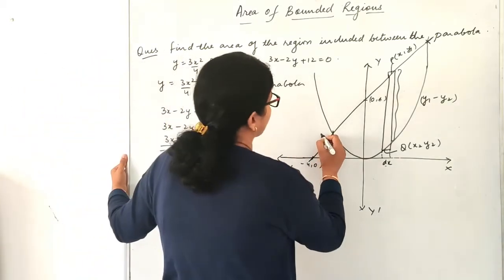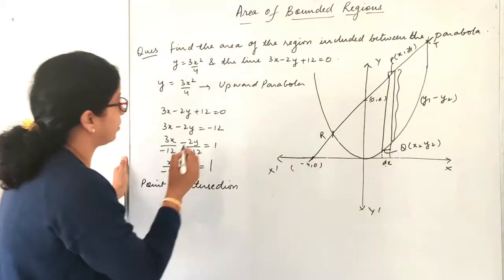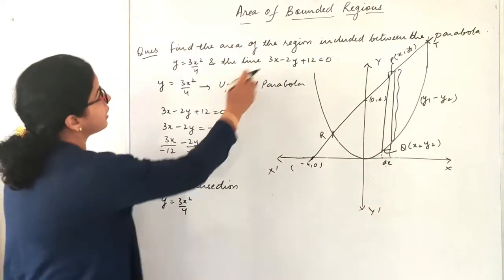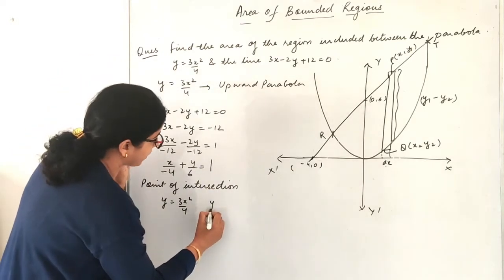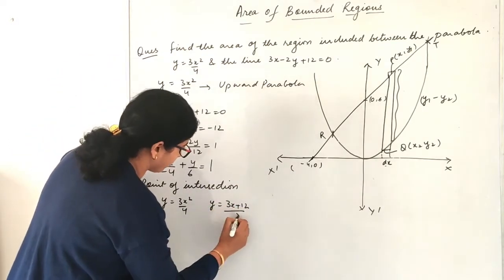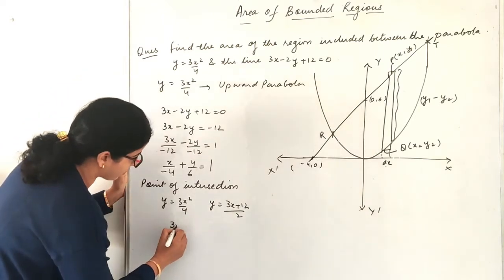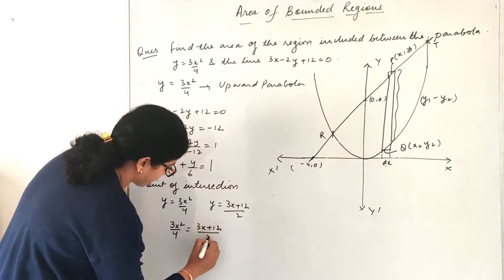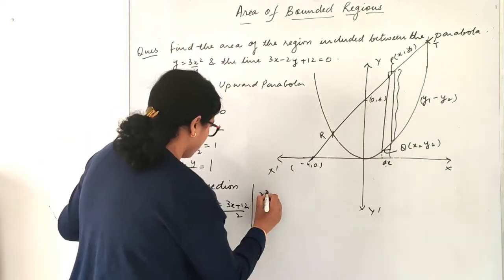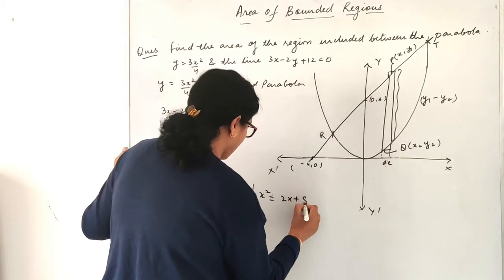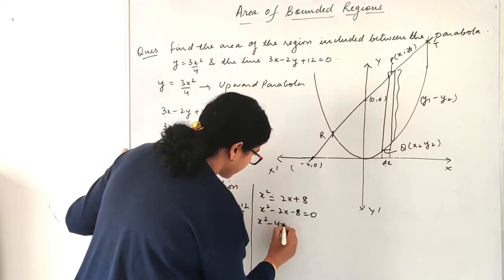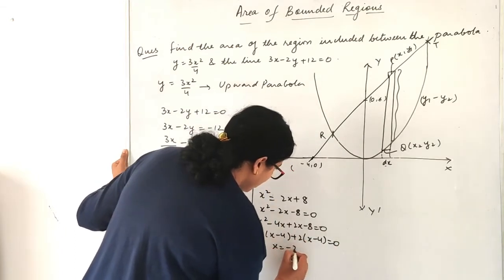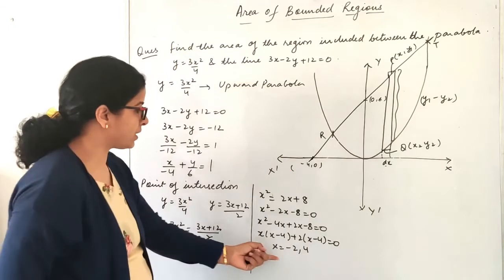Let us assume these coordinates as r and t. Okay, so we have y is equal to 3x square by 4. From here y is equal to (3x plus 12) by 2. Let us keep them equal and get the point of intersection. So x square is equal to 2x plus 8. Split the middle term. So x is equal to -2 and 4. Substituting these values, we can get y.